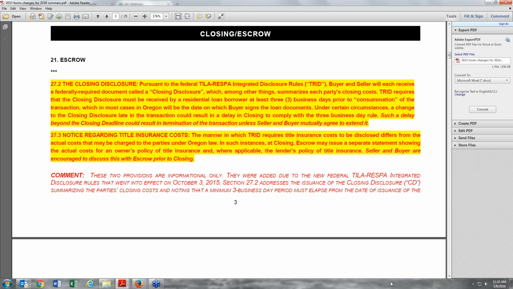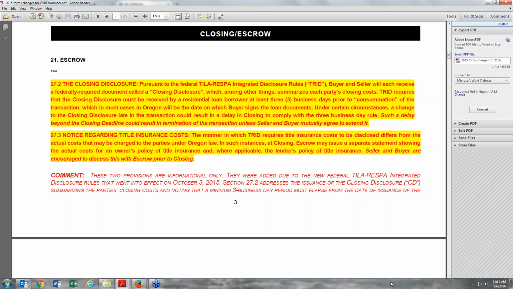And I've heard of situations where some proactive brokers are writing in provisions in an addendum or something in advance that said that if there's a TRID-driven delay in the closing, that it will be extended. I'm going to leave that to company policy. I'm not convinced it's wise, but it's something that some brokers, I understand, are doing.